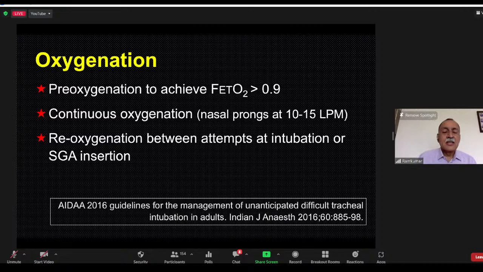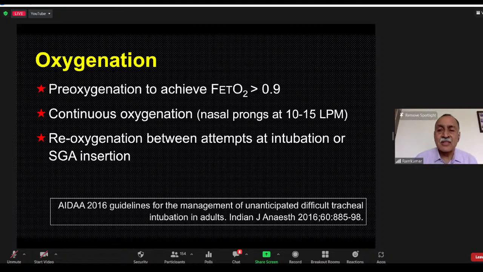And what most algorithms have now come out with is what is called continuous oxygenation, which is nothing but administering oxygen at a rate of 10 to 15 liters per minute through binasal prongs. You can apply binasal prongs, take them over comfortably over the ears of the patient, and even when you start pre-oxygenation, you can have 10 to 15 liters of oxygen flowing in through the nasal passages into the oropharynx, laryngopharynx and nasopharynx.